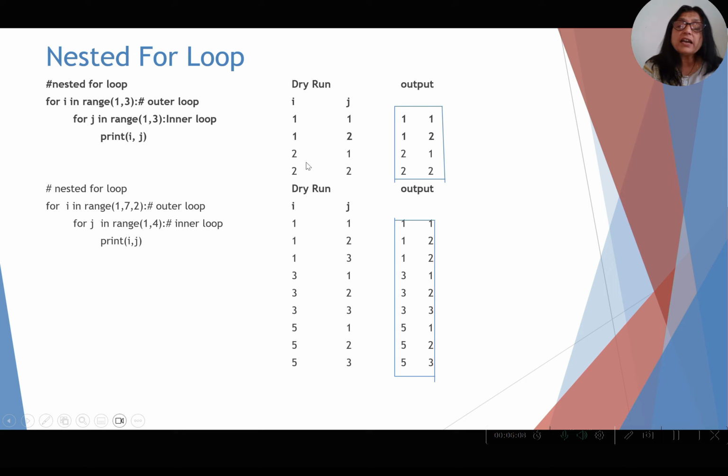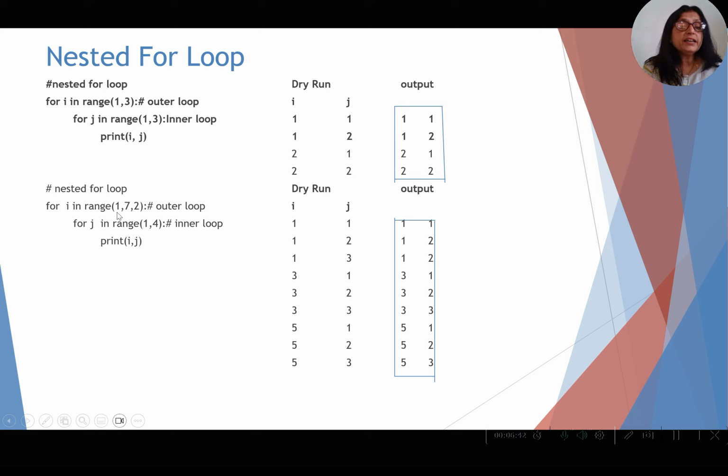When it moves to the second iteration of the outer loop, now I value becomes 2. When I value becomes 2, again the inner loop will be executed. So inner loop again 1 and 2, meaning the j value is first 1, then j value becomes 2. So the I value is 2 when the j value is 1, and again I value is 2 when j becomes 2. Okay, so I value is 2, j value is 1, I value is 2, j value is 2. Let's take another example.